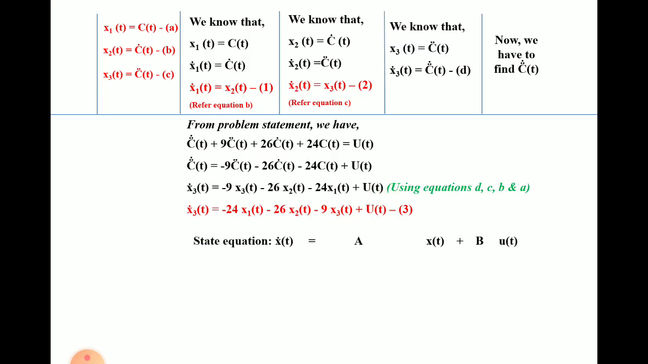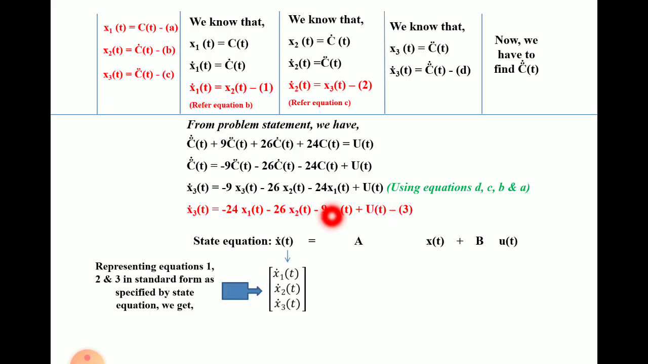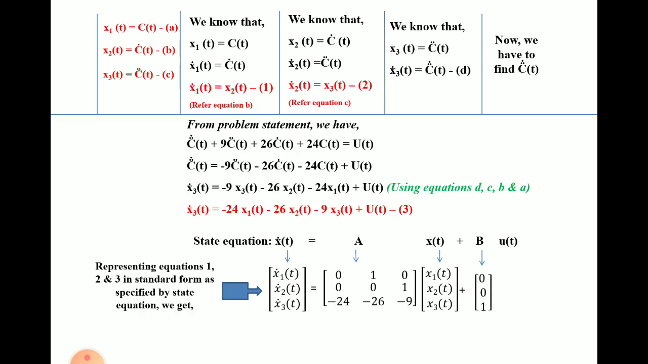Now represent all three state equations in form of state model. So you will get x dot of t is equal to A into x of t, again x of t is x1, x2, x3, plus B, again the B matrix, into u of t. So regarding how we have written A, how we have written B, we have already discussed in the previous two videos. So please refer previous videos to know how to write A and how to write B.